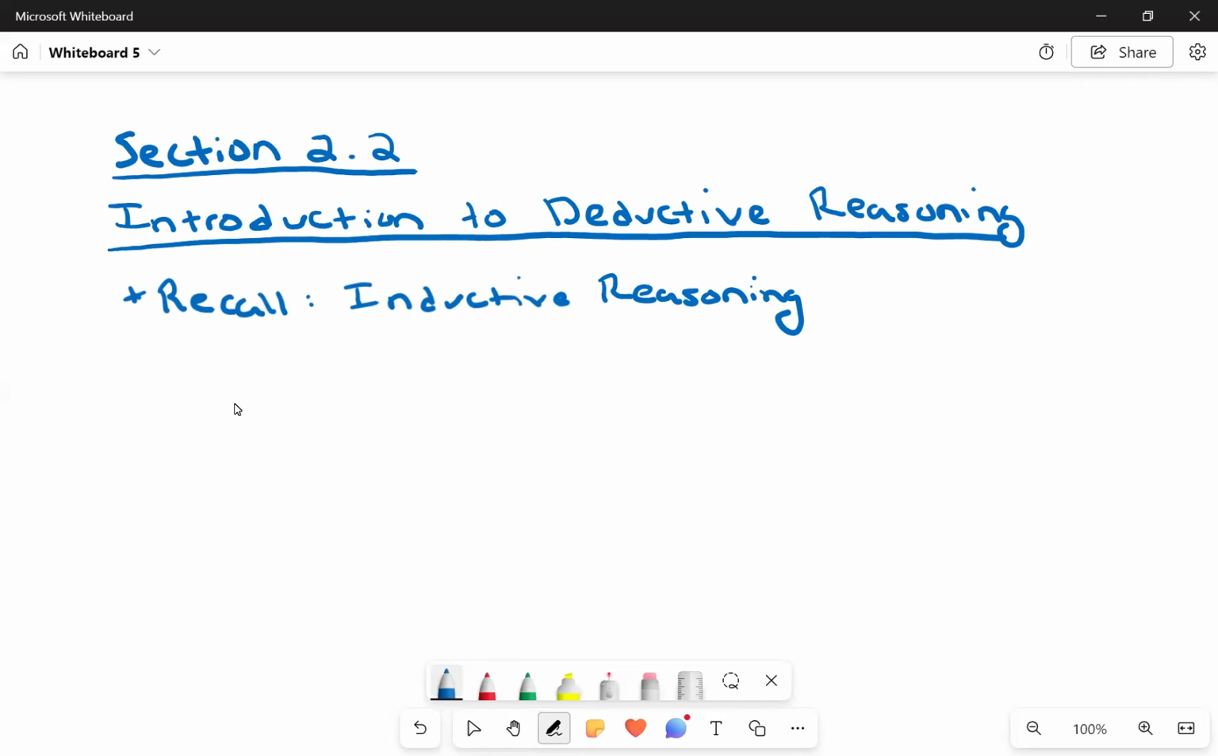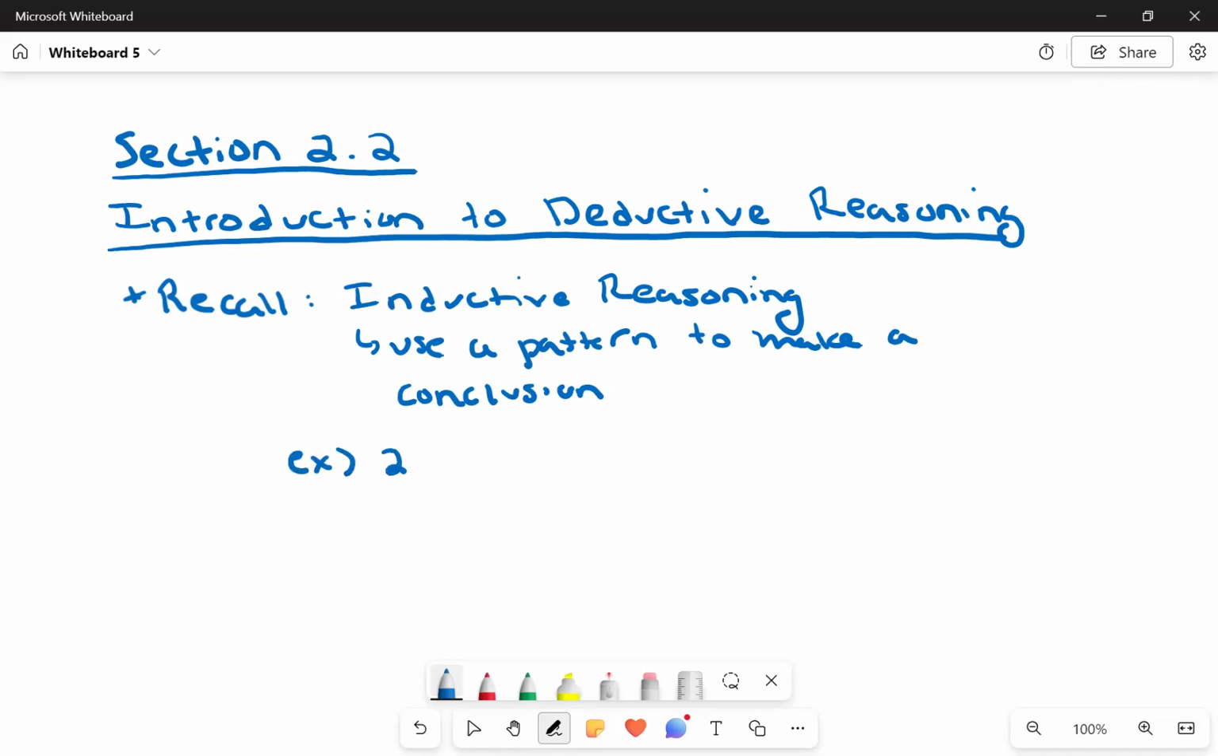So inductive reasoning, we use a pattern to make a prediction or conclusion, really for the purpose of conclusion for right now. Let me give an example. Let's say I write 2, 4, 6, 8, ... From here, you could probably conclude that the next number is 10 based on that pattern, and you would be correct. All right. But sometimes patterns aren't so obvious.